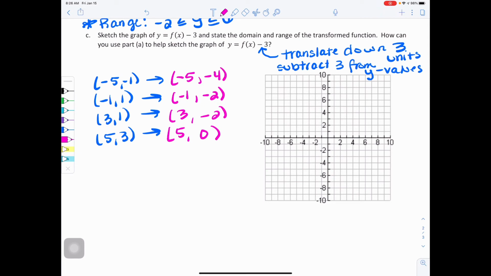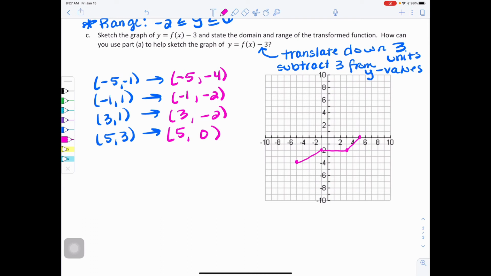So we can plot these points now. -5, -4, -1, -2, 3, -2, and 5, 0. So this time we have taken the original and we've slid it down.